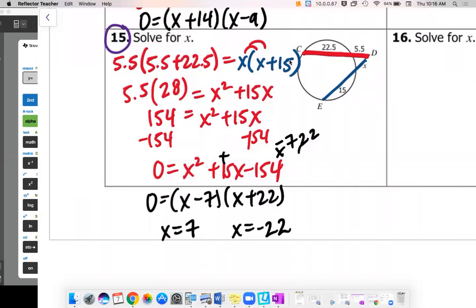And then you just have to go back and make sure none of your segments become negative. So since this is just x, it can't be negative 22 because that doesn't make sense for length. So this won't be our answer. Our only answer would be x is 7.